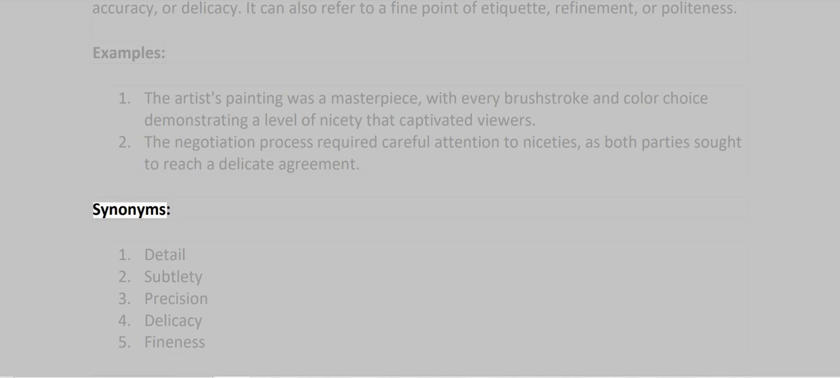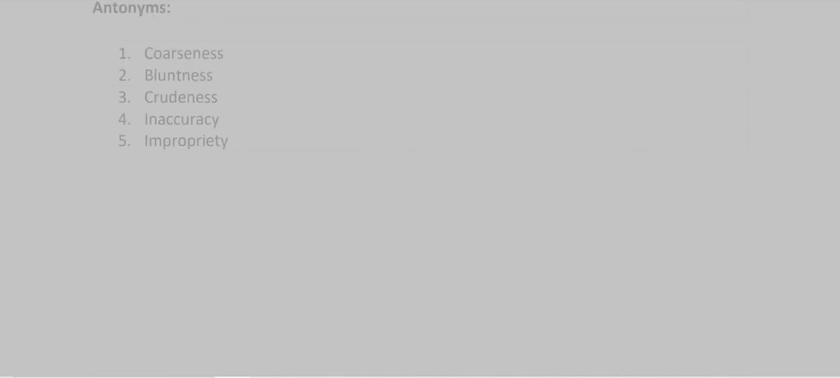Synonyms. 1. Detail. 2. Subtlety. 3. Precision. 4. Delicacy. 5. Fineness. Antonyms. 1. Coarseness. 2. Bluntness. 3. Crudeness. 4. Inaccuracy. 5. Impropriety.